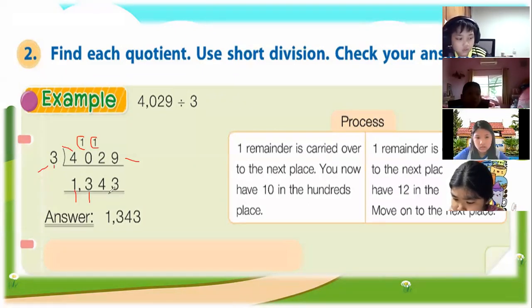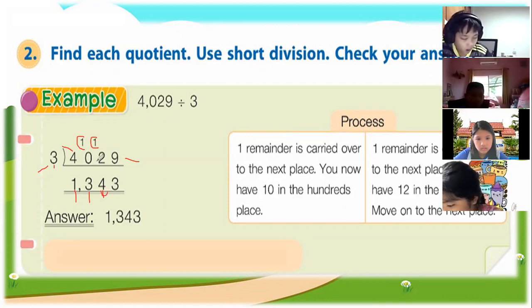Now 3 multiplied by 4. 4 we are going to write here, which is 12. 3 multiplied by 4 is equal to 12. So at the 10th place we have 12 tens, and 12 minus 12 is equal to 0.